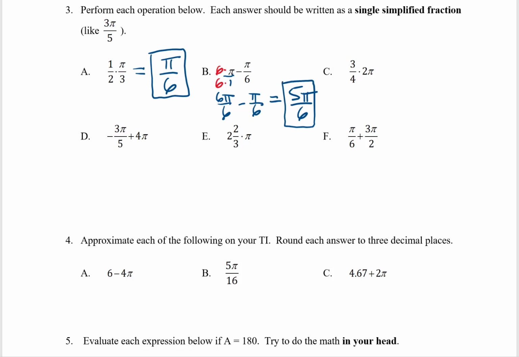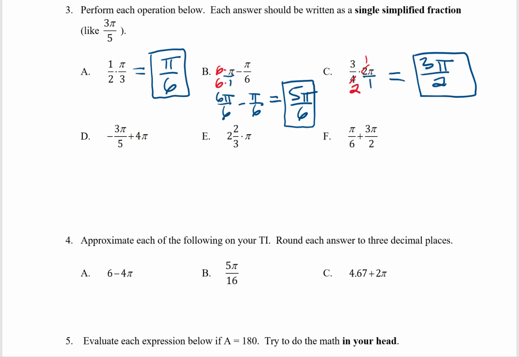5 pi over 6. In the third example, I'll also put a 1 here. I do see that I can do some cross-canceling. 2 goes into 4 twice. And then when I multiply across, I have 3 pi on the top, and 2 times 1 is 2 on the bottom, 3 pi over 2.